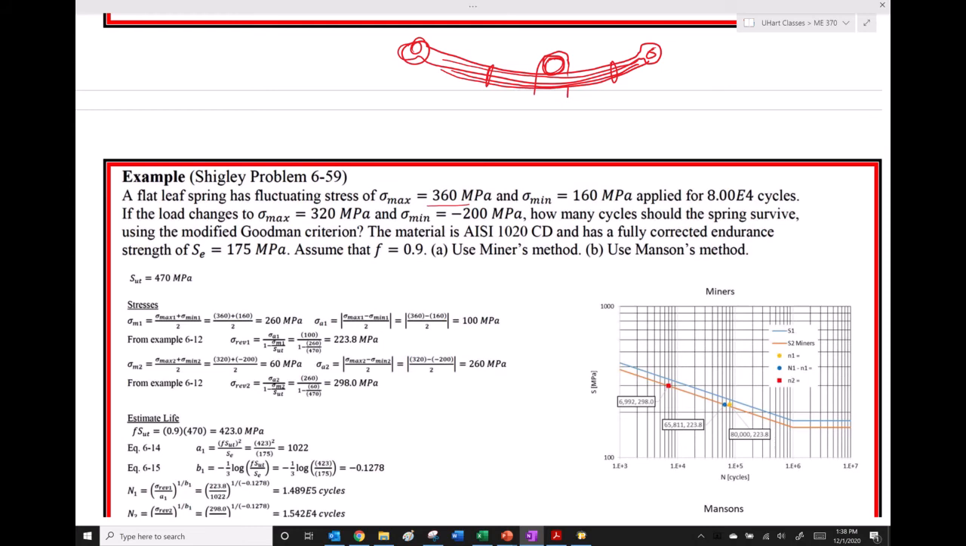All right. This is a leaf spring, and it's a fluctuating stress that goes between 360 and 160, both in tension, and that happens for 80,000 cycles. And now the load changes to 320 in tension and 200 in compression. And they want to know how many cycles it'll survive using the Goodman criteria.